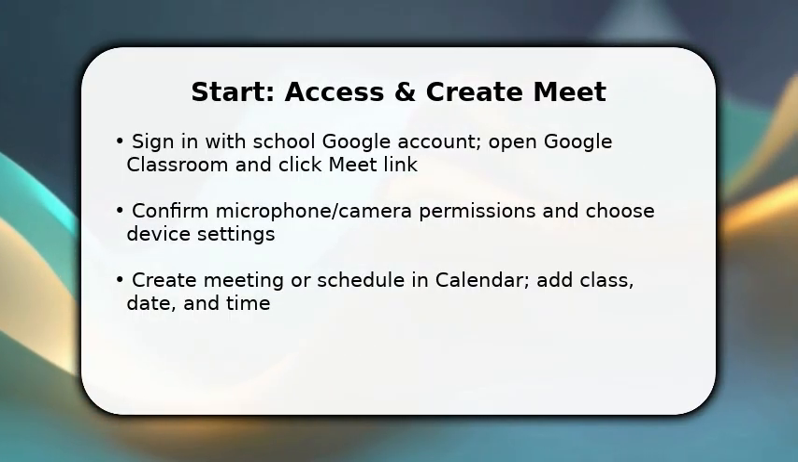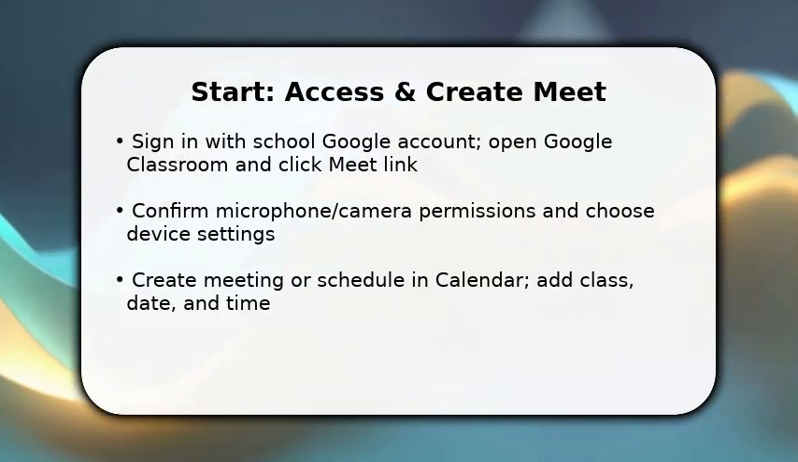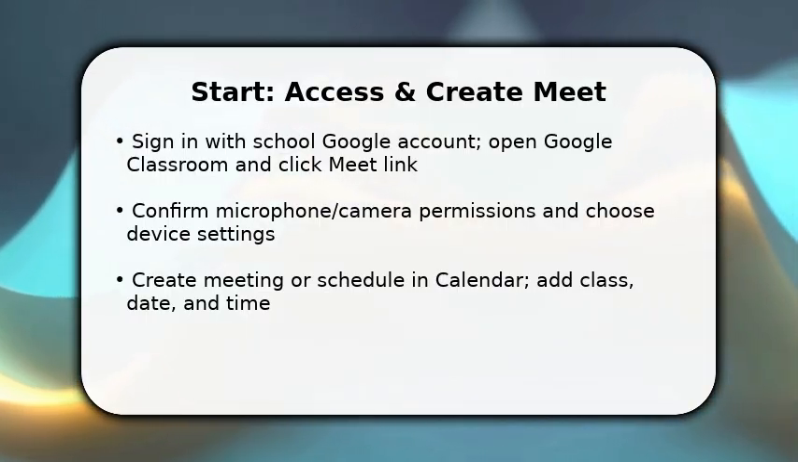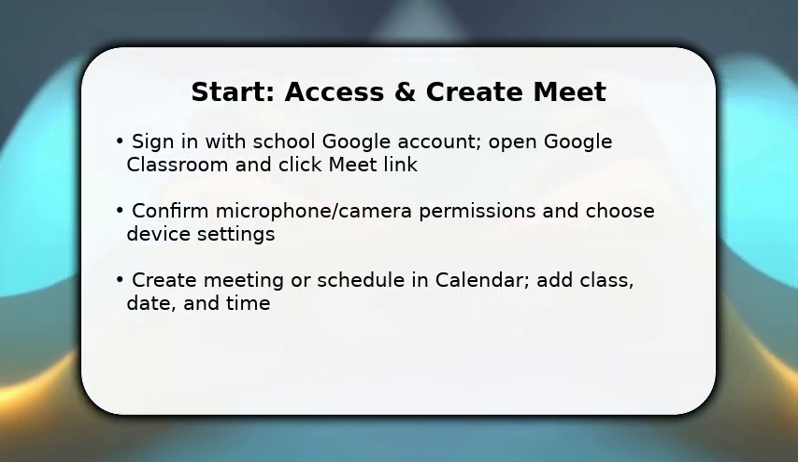Next, create a meeting immediately or schedule one in Google Calendar, adding the class and time. This gets the session started so students receive the link. Once scheduled, check Join Info and Classroom Announcements to notify participants.